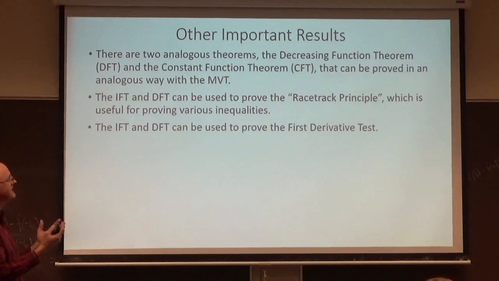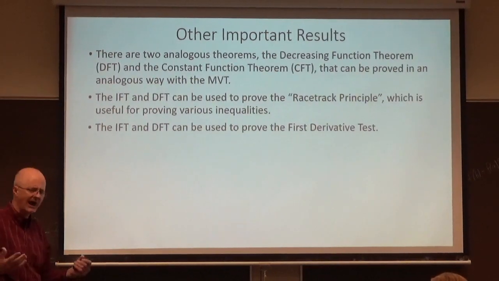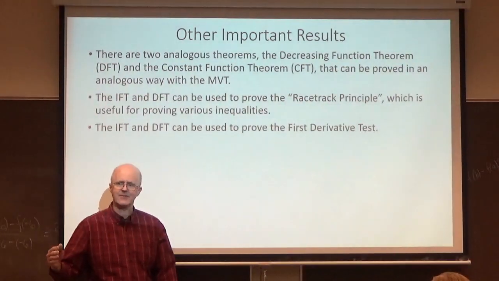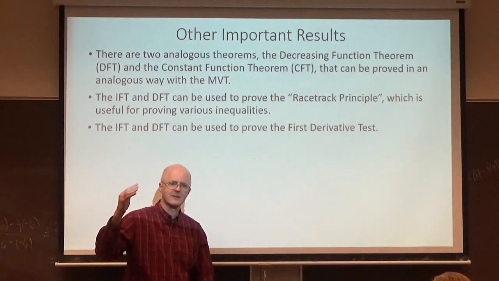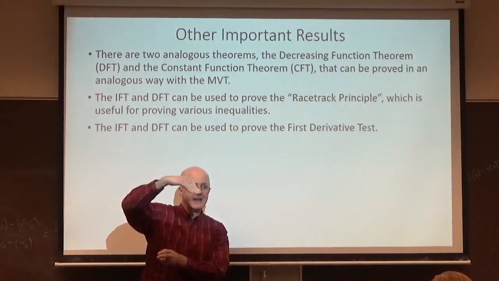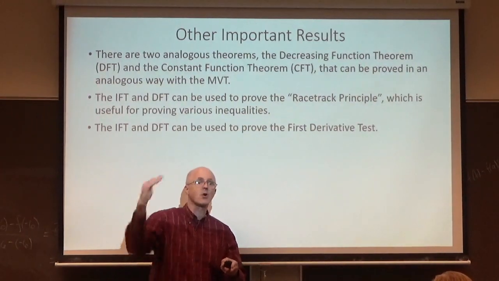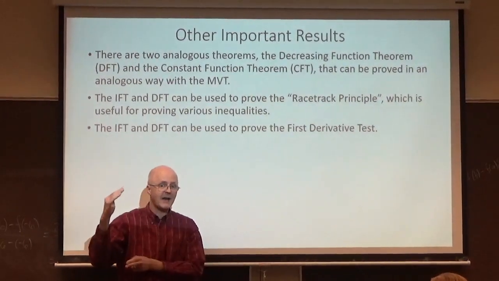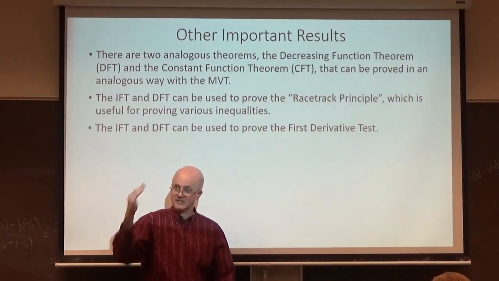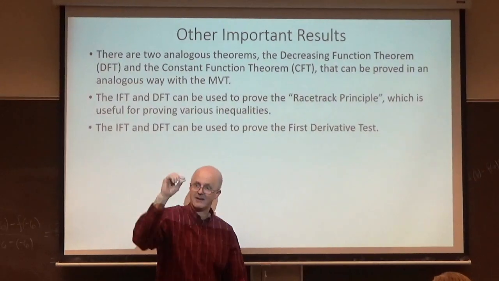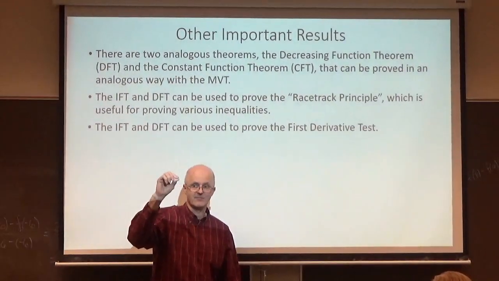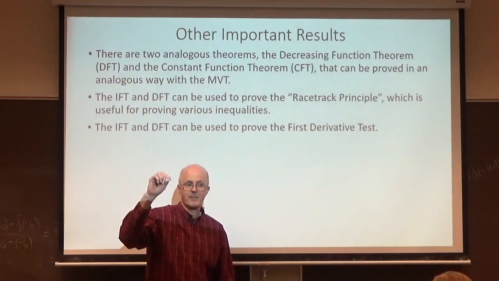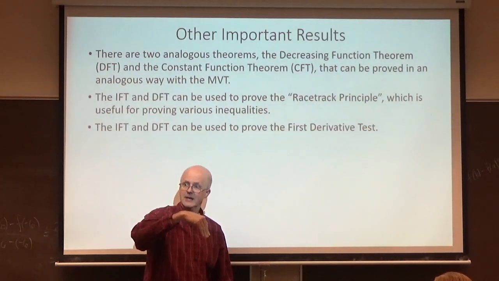You can use the IFT and the DFT to prove the first derivative test. Why? Well, one thing the first derivative test says is that if f prime is positive when x is less than c and negative when x is greater than c, you must have a local max. If f prime is positive over here and negative over here, the function's increasing over here and decreasing over there. It's got to have a max. That's a quick verbal proof of the first derivative test when f prime changes from positive to negative.